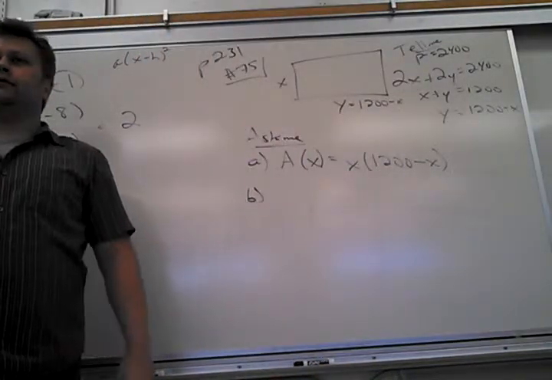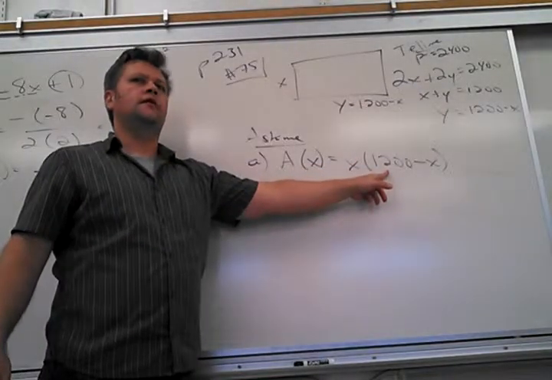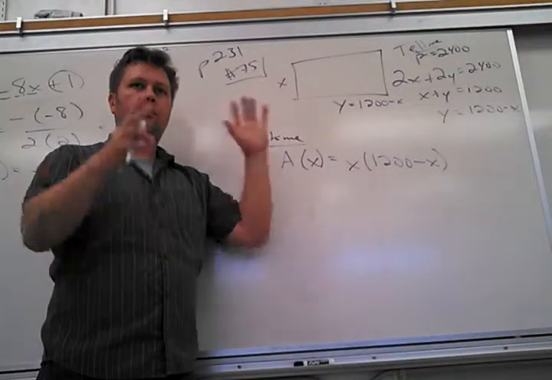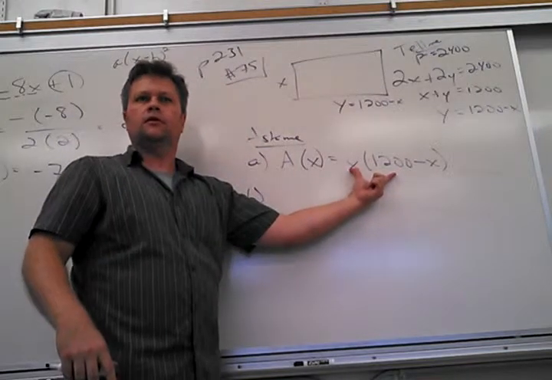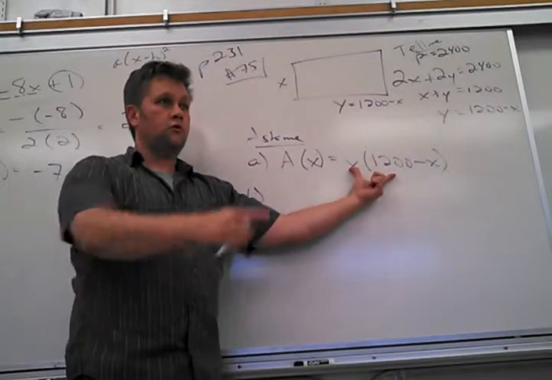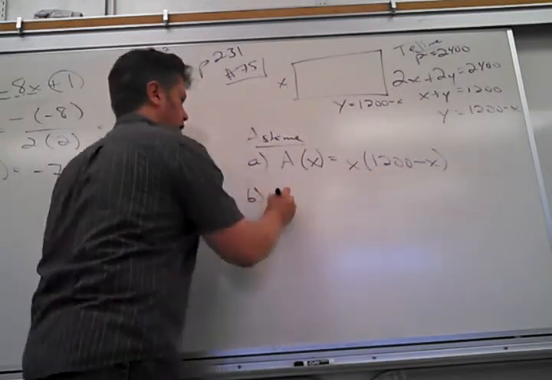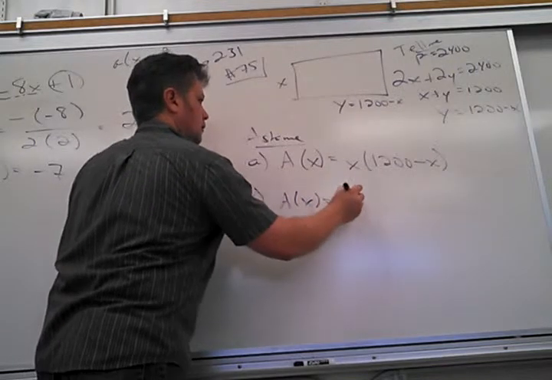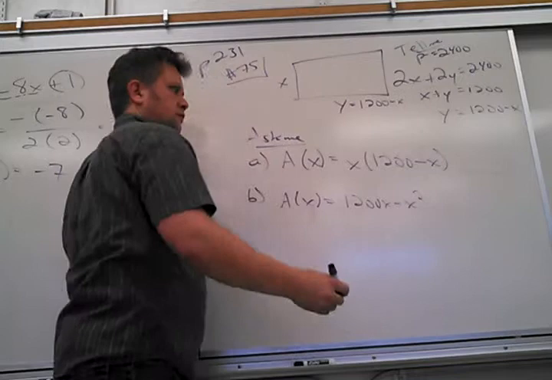So what do I do there? Well, what kind of function is this? No, I mean, what kind of function is this? Quadratic, I love it. That's a quadratic, right? Because when you multiply this through, what do you get? Negative x. Yeah, 1200x minus x squared. Is that cool?